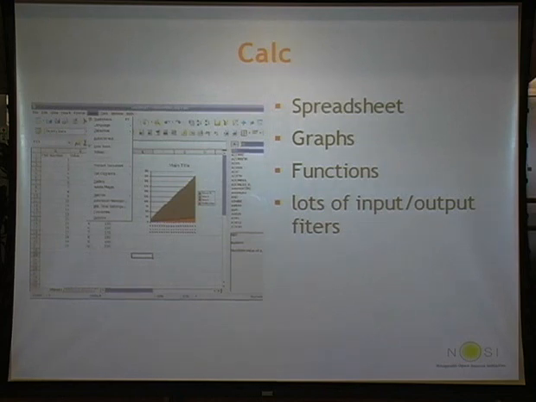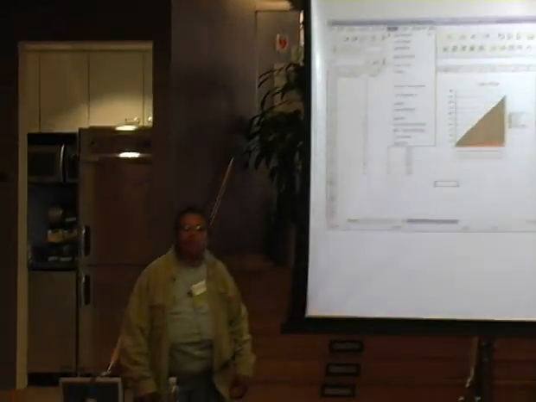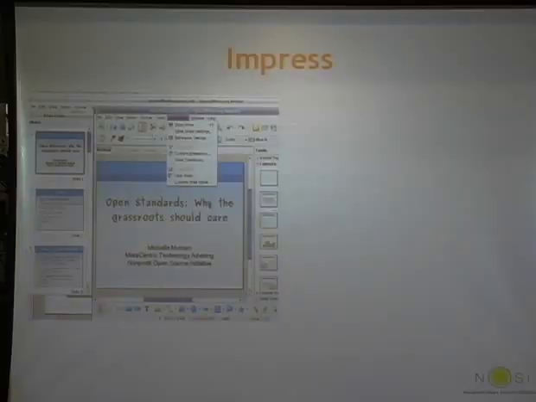And Calc, the spreadsheet. Basic stuff, lots of formulas and functions. It has graphs, again, lots of input and output filters, integrates with everything. It's a basic spreadsheet program. And Impress, again, just like PowerPoint in terms of what it's got. Basically the features of these three, Writer, Calc, and Impress, are 90% of the features of Word, Excel, and PowerPoint.